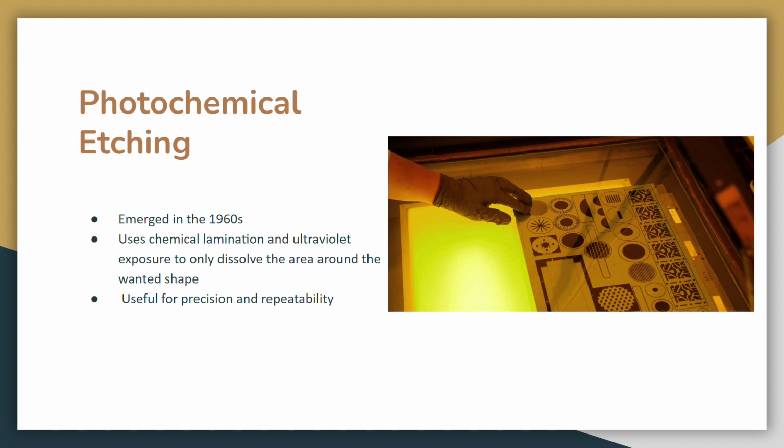Photochemical etching first gained popularity during the 1960s as a result of the boom in circuitry at the time. This process works through using chemical reactions to dissolve the area over a desired part.